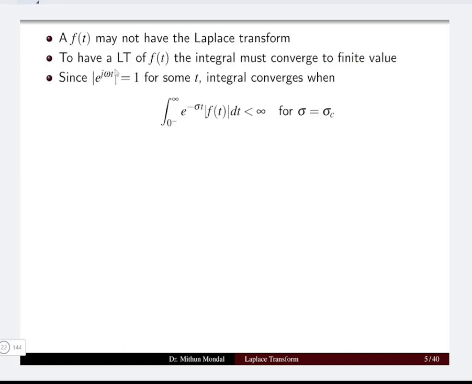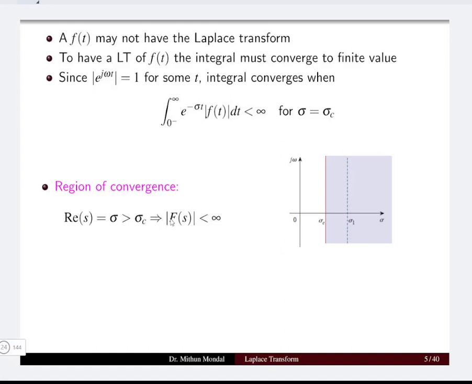Then it should converge to a finite value, then only we can say that the function will have the Laplace transform. We know that for any time t, the modulus of e to the power j omega t will be 1. Hence the integral will converge when the integration of the Laplace transform function will be less than infinity for some sigma, which is the real axis of the frequency domain, equal to sigma c.